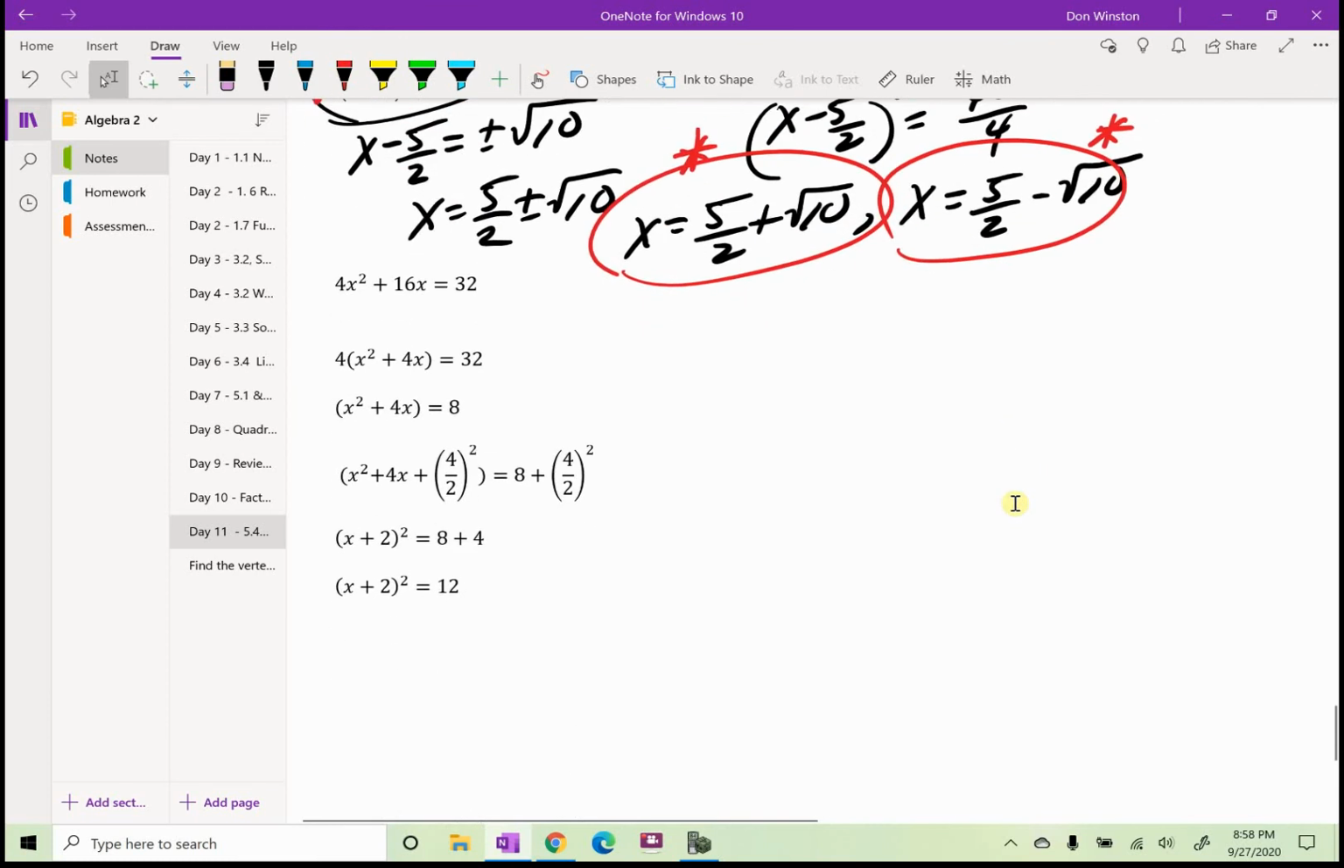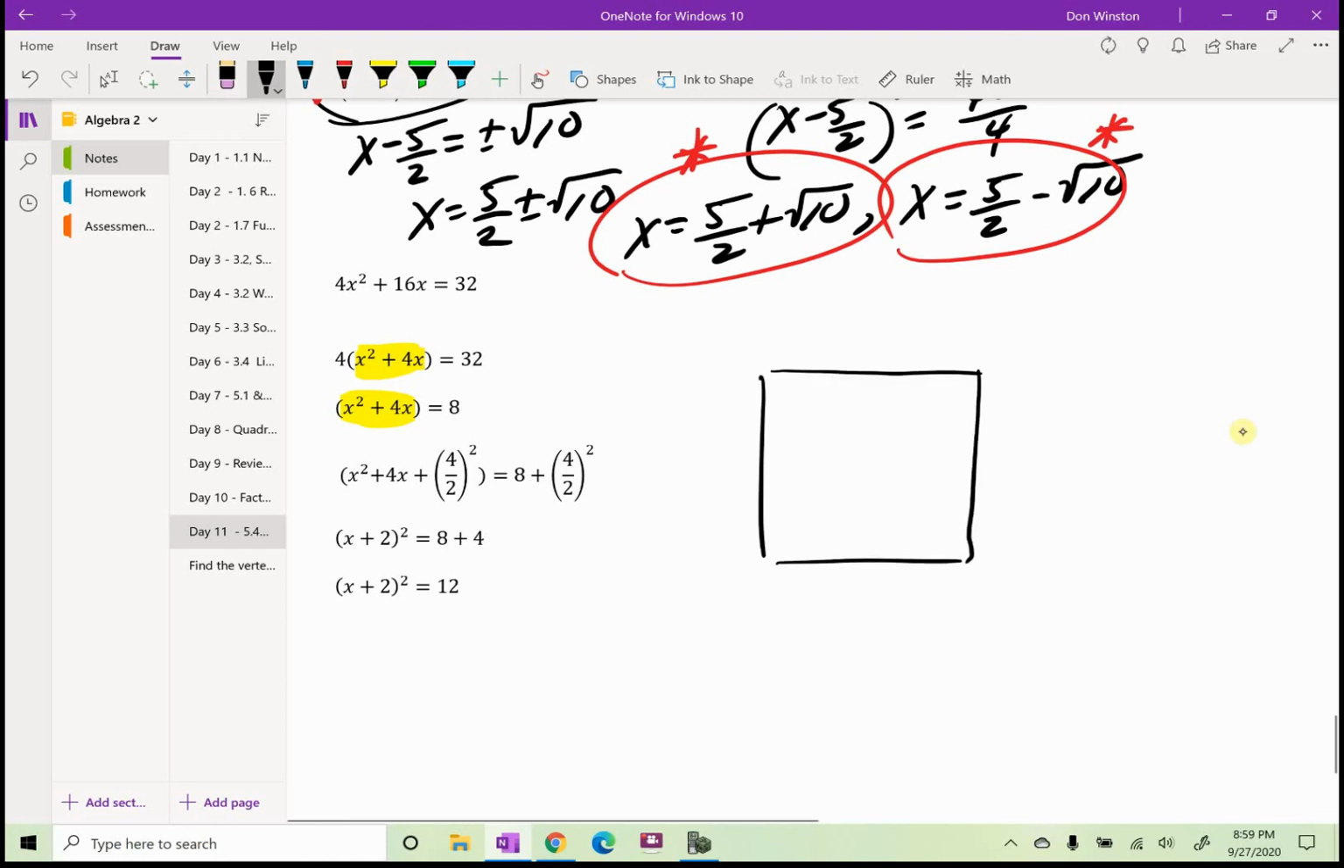All right, and then one more here, the last one, 4x squared plus 16x equals 32. So note again, I factor out the 4. That leaves x squared plus 4x equals 8, when I divide by 4. And now we just want to complete the square on that there.